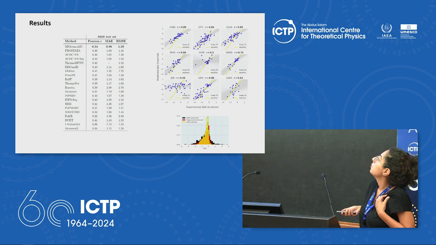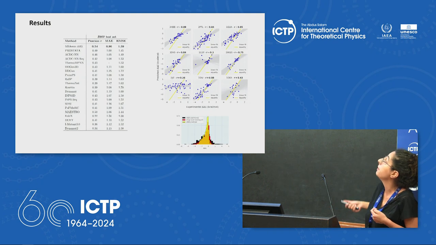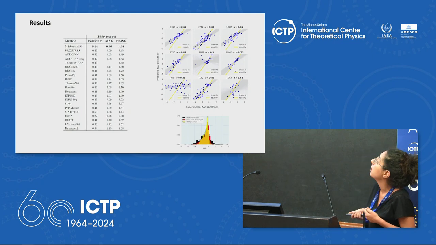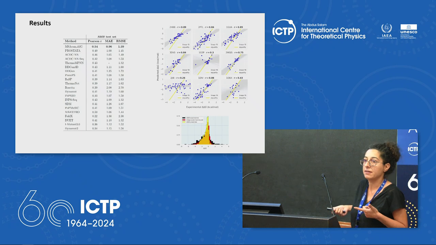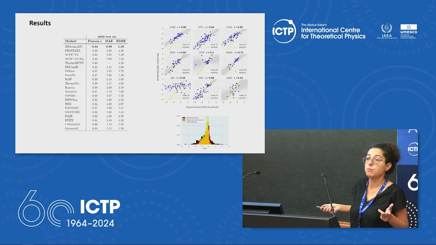So then we perform a protein-wise analysis of our results on this test set. In particular, here you see proteins in the test set with more than 20 mutations. And there is a protein dependency on the results. I really don't think I have too much time to explain this.